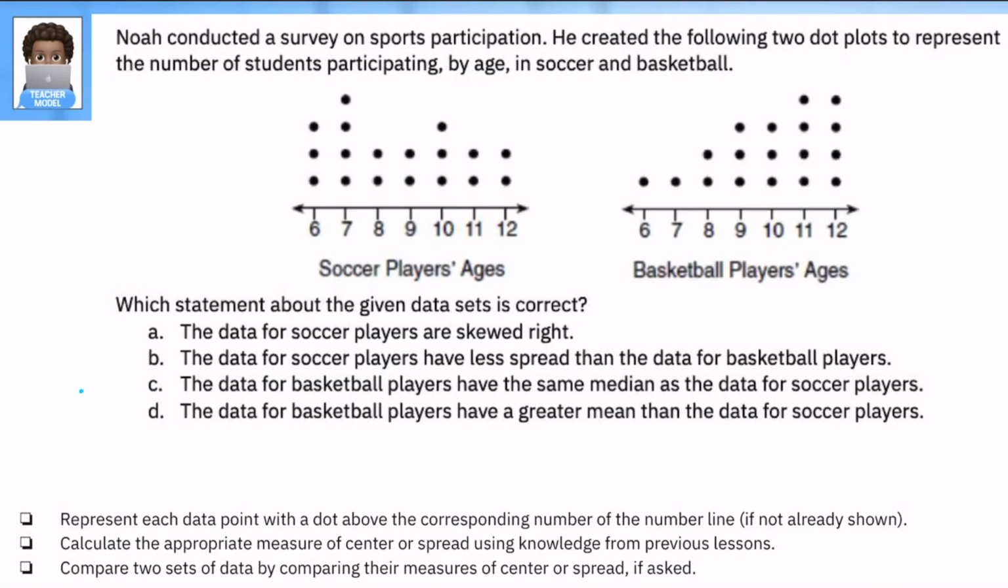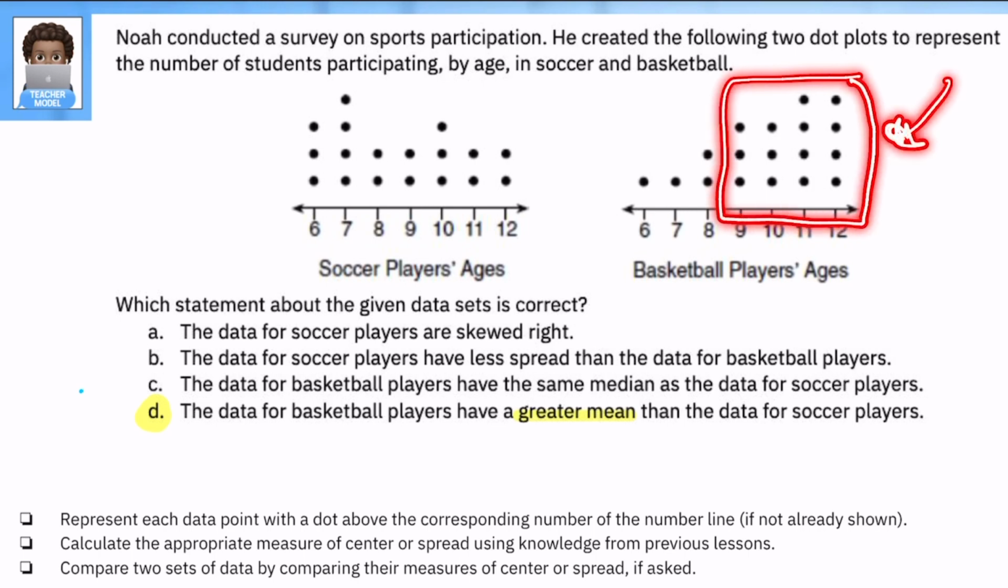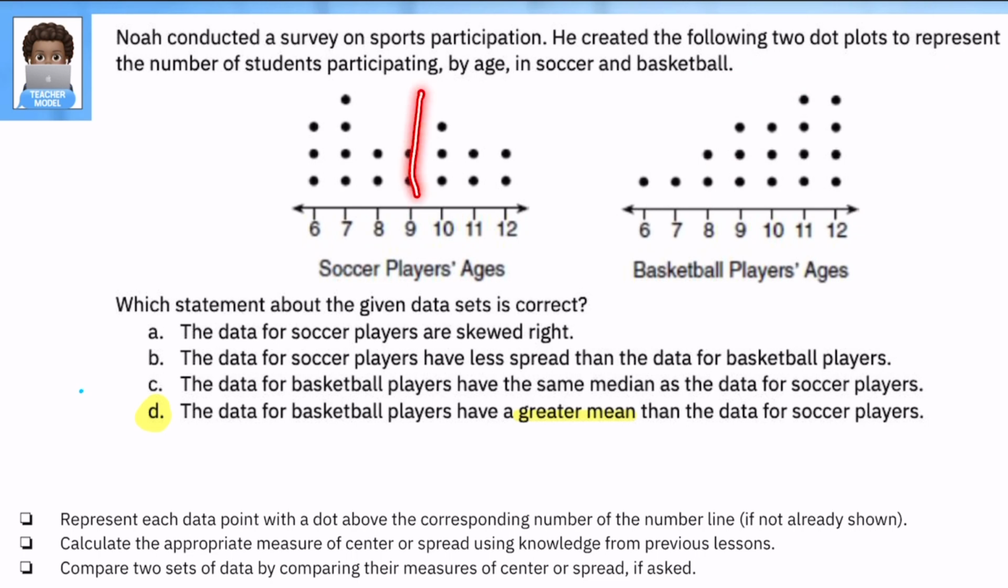All right, let's do a guided practice. Try this one on your own. Hit pause, read the problem, and try to figure out which statement about the data sets is correct. All right, let's do our reveal. The one that is actually correct would be D. Because that one does have a greater mean. Basketball players have a greater mean than the soccer players. So just visually we can see that, because we can see a higher concentration of their ages are older than over here. So I know that my data is just going to be higher in this regard.